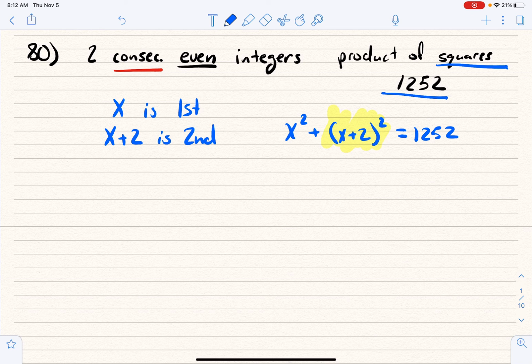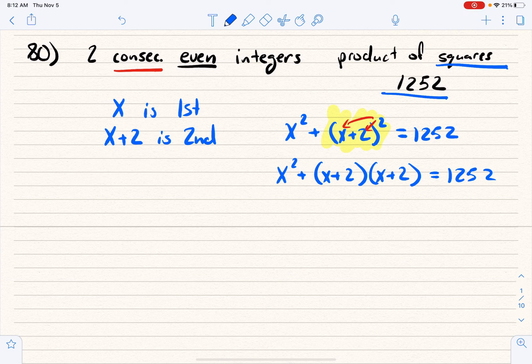People always want to somehow just slip in and go, well, it's just x squared and it's 2 squared. You can't distribute like that. You have to FOIL it out. And so this becomes x plus 2 times x plus 2 all equals 1252. And then at this point, I FOIL first, outer, inner, last. So I get x squared plus 2x plus 2x plus 4 equals 1252.